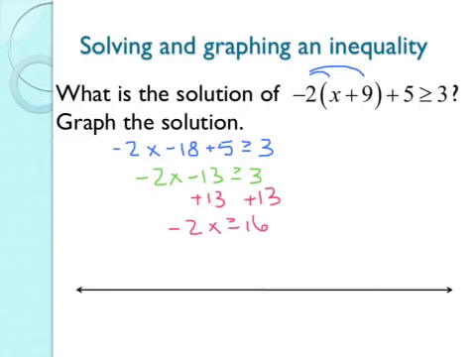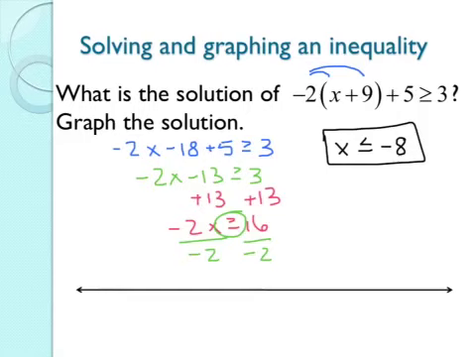Now to undo the multiplication here, I'm going to divide by -2. Now, since I am dividing by a negative number, what I do is always circle that inequality symbol so it signals me that I have to flip it. So now, writing my final answer, I'm going to get x is less than or equal to -8.